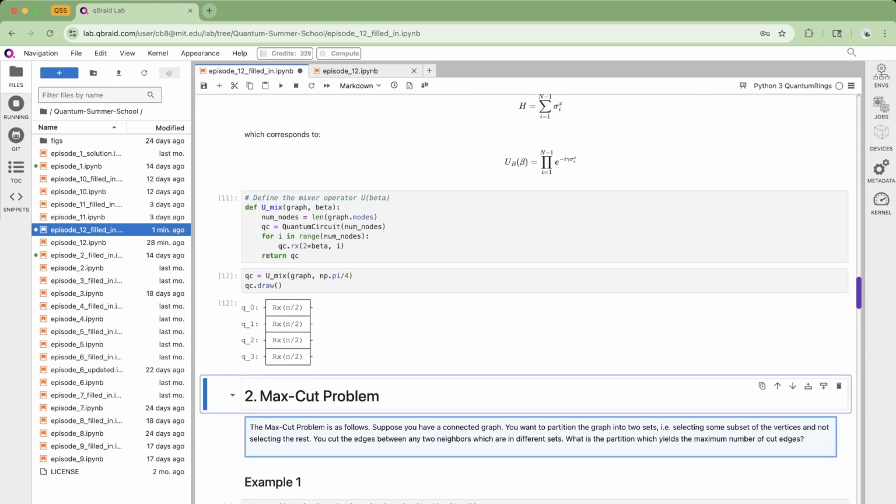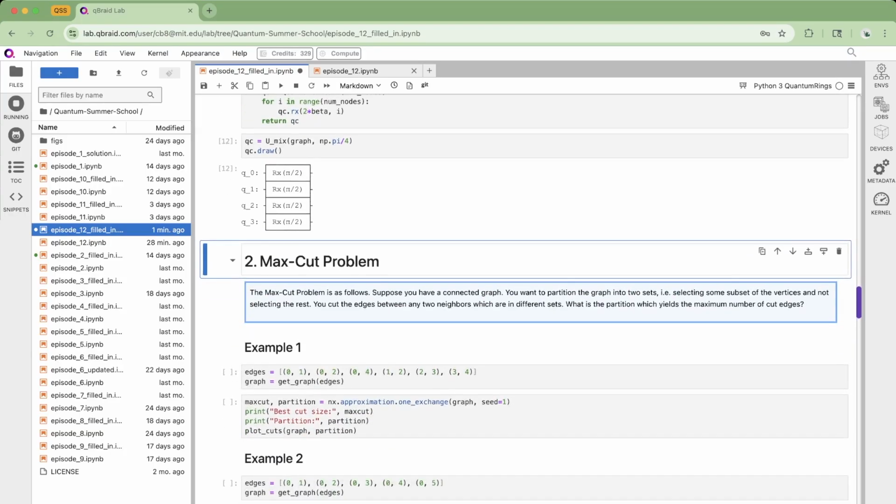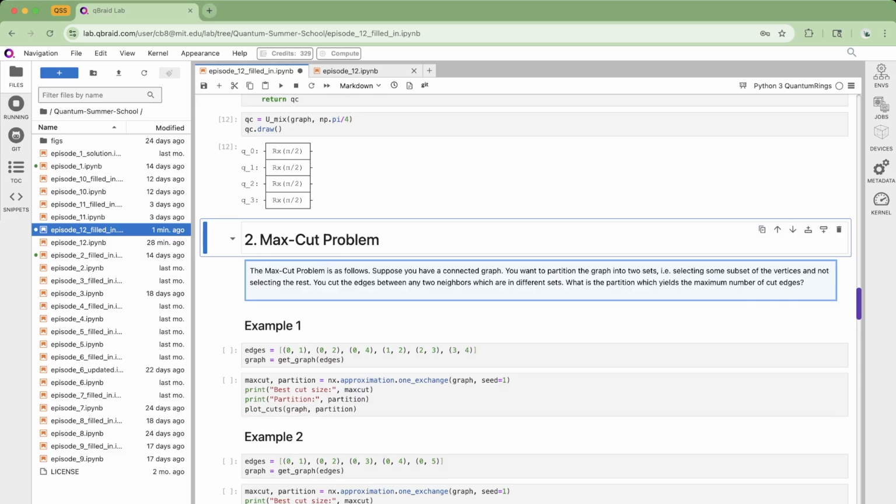Okay. So now we're ready to actually tackle some problems. The first one that we're going to talk about is the max cut problem. So suppose you have a connected graph. That means for any 2 vertices, there's some path between them. There's nothing that's disconnected. And you want to partition the graph into 2 sets. So you're going to select some subset of the vertices and not select the rest. And then you cut the edges between any 2 neighbors that are in different sets. What is the partition that yields the maximum number of cut edges?